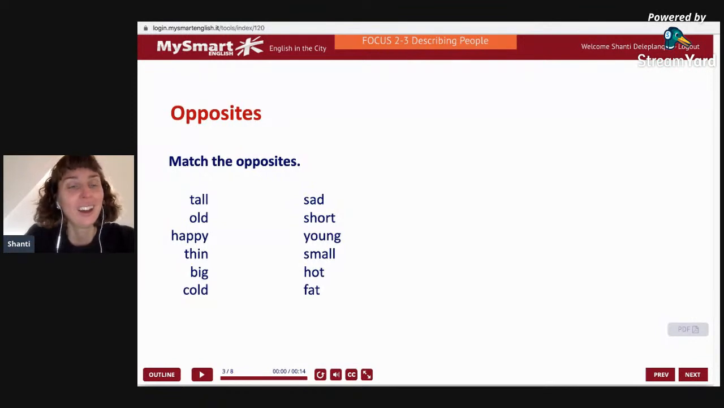So, the word tall, what is the opposite of tall? Any ideas? What is the opposite of tall? You can write it in the chat, please. What is the opposite of tall? For example, I am tall. I am 1 meter and 83 centimeters. Well done, Francesco. The opposite of tall is short.